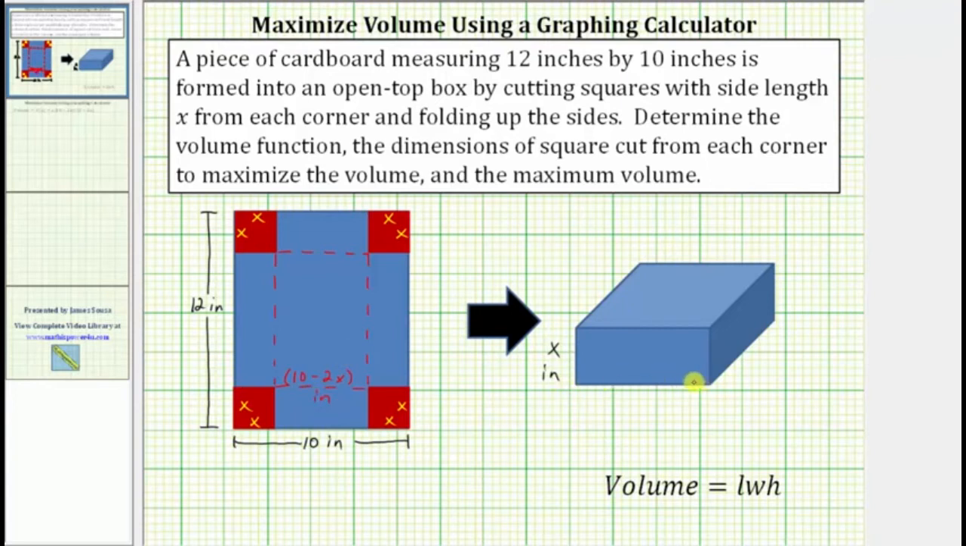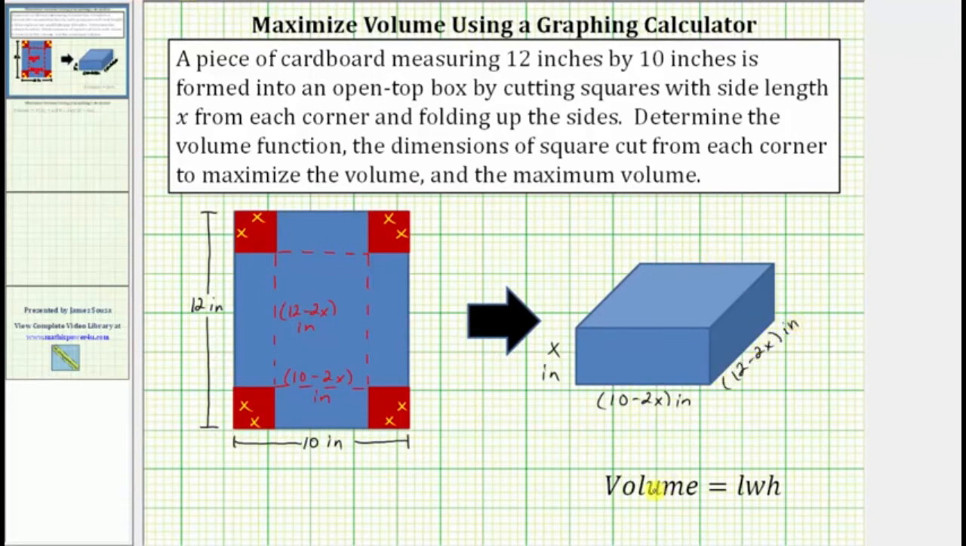Let's go ahead and label this on the box, which would be this length here. And then this length will be the length of this edge, which is 12 inches minus x inches, which gives us a length of 12 minus 2x inches. Let's label this edge as well.